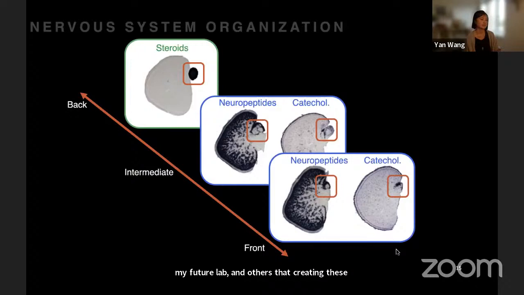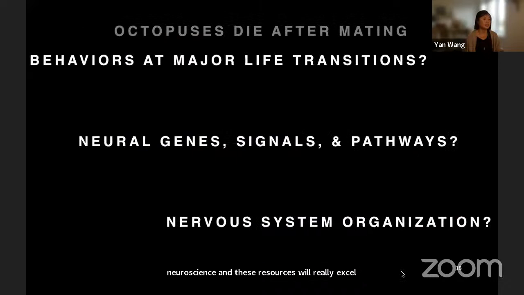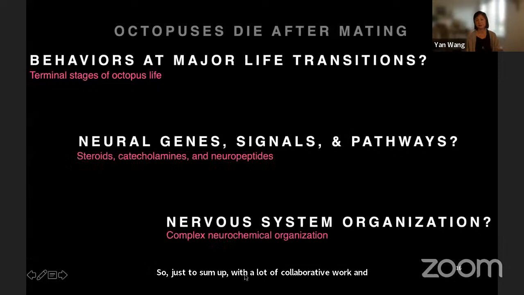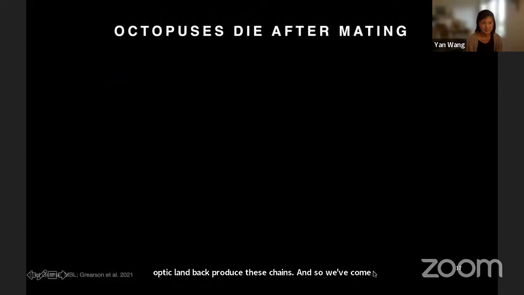And of course, using these classic techniques, so traditional in situ, is a really solid foundation for establishing some of the new analytical techniques that we saw today in the octopus, such as spatial transcriptomics. So we're in this renaissance period of octopus neuroscience, and these resources will really accelerate discovery in the octopus brain. So just to sum up, with a lot of collaborative work and open science big data resources, including sequenced genome and transcriptomes and a metabolome, we were able to tie changes in adult behavior to the genes that control them, the pathways that they make up, and the cells in the optic gland that produce these genes. And so we've come a long way in our understanding of how the octopus nervous system triggers death after mating.